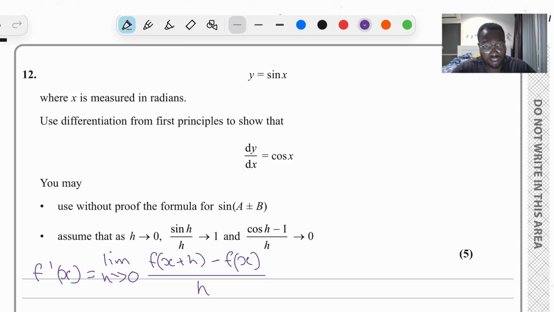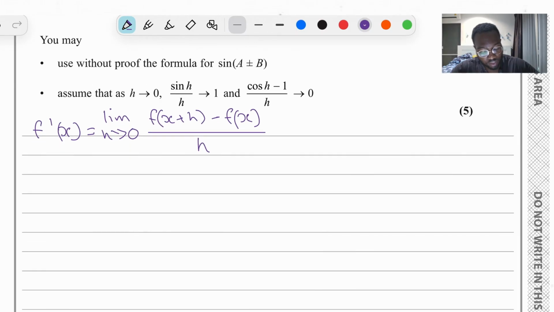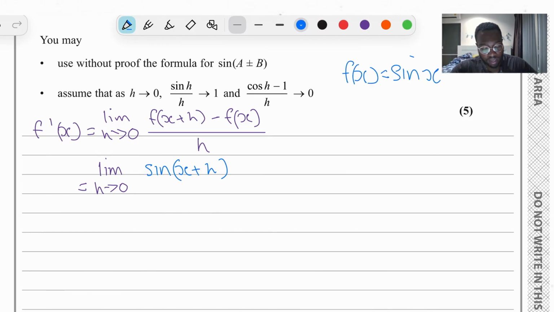So we have sine x. We know that f of x is equal to sine x. So therefore we just put this value in and see what happens. So we get the limit as h tends to 0 of sine of x plus h, because f of x plus h is sine of x plus h, minus sine x, and then over h. Okay, that's the first bit.